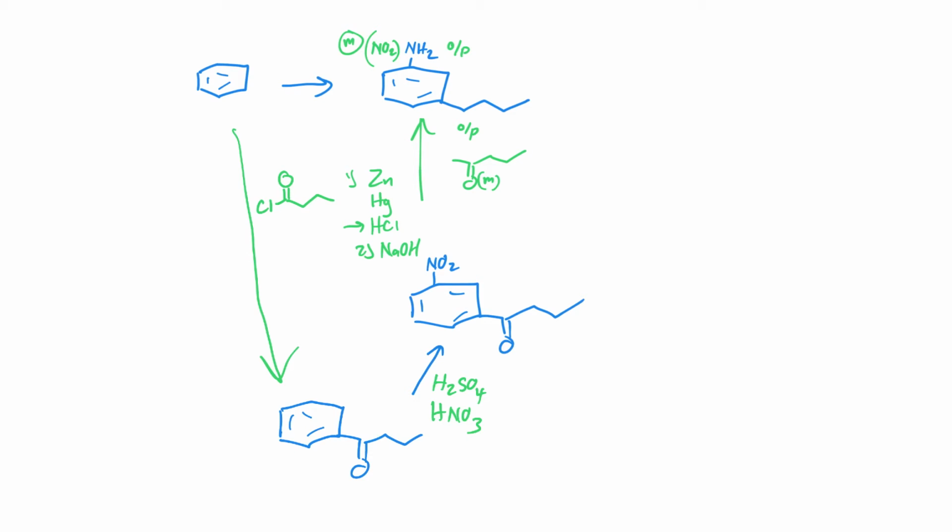acid chloride. That's 4 carbons, 1, 2, 3, 4. It's good to make sure that you don't lose a carbon. And then AlCl3 as our catalyst. So this is a nice 3-step synthesis to make the aminobenzene with an alkyl side chain.